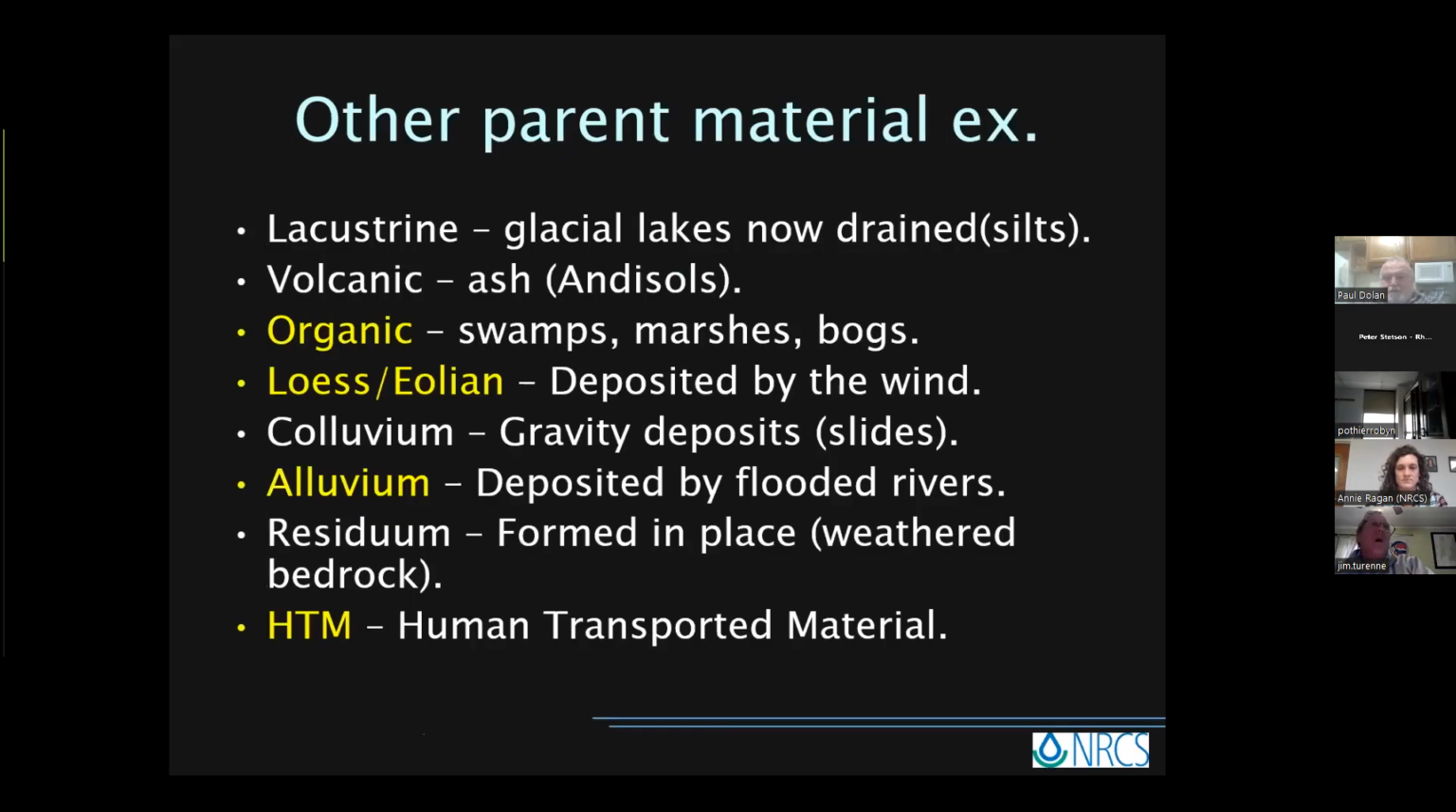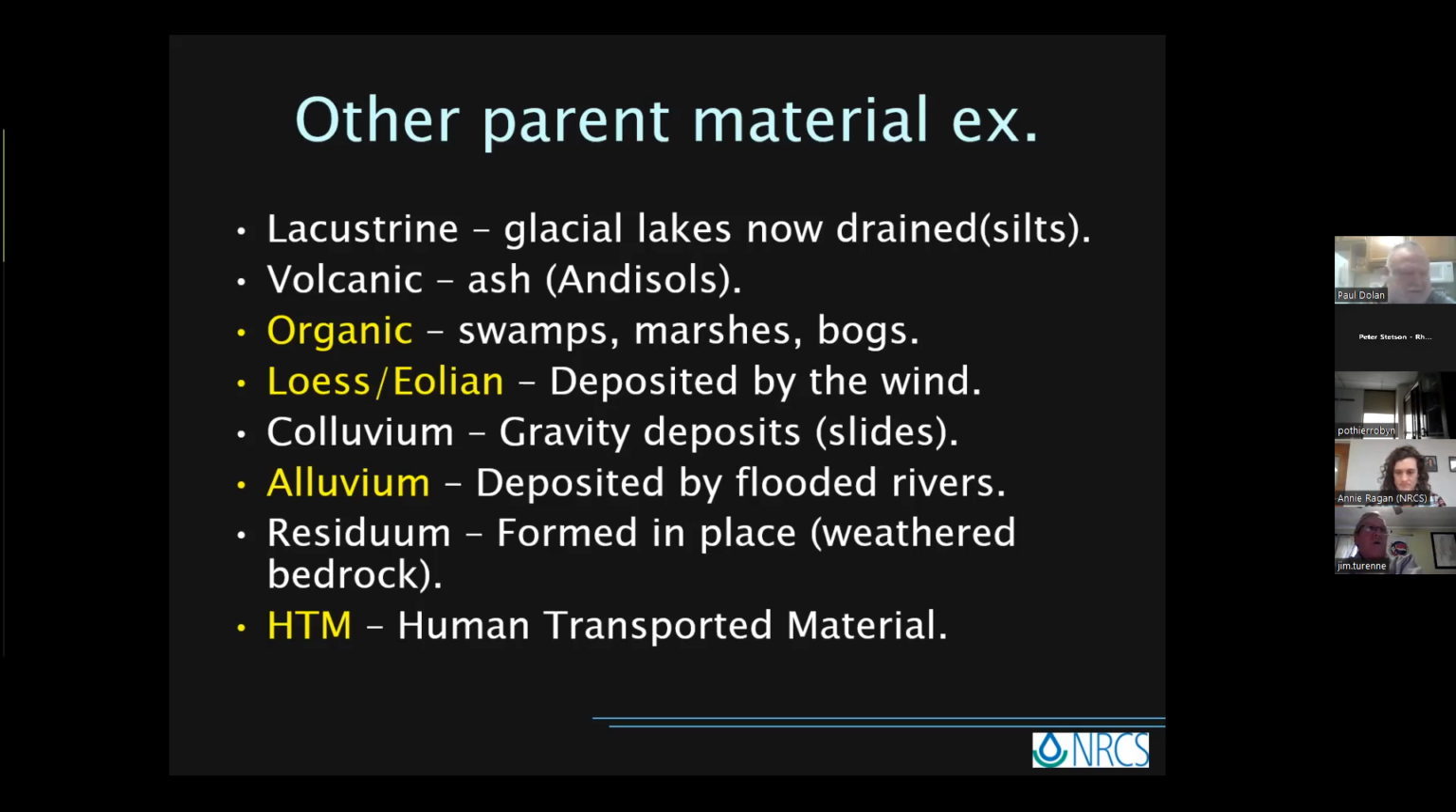Some of the other parent material: lacustrine, glacial lakes that are now drained. We do have some. All of Narragansett Bay was actually a dry lake bed at one time. We don't have any volcanic deposits here, but volcanic ash would be a parent material. We have a lot of organic soils. Some of our large swamps and bogs are all organic.